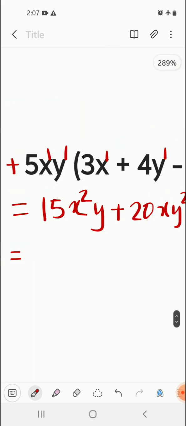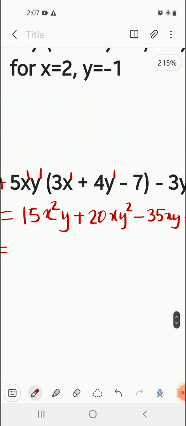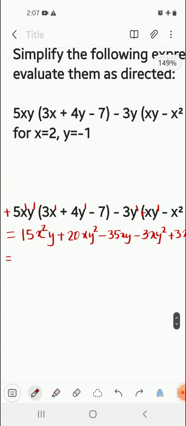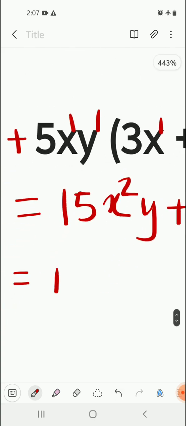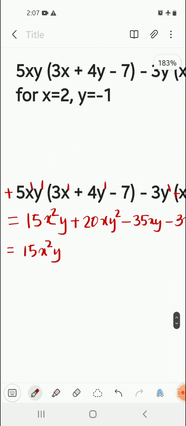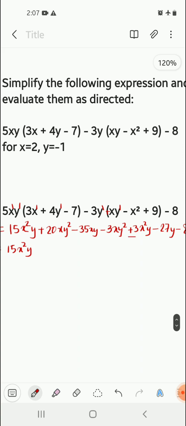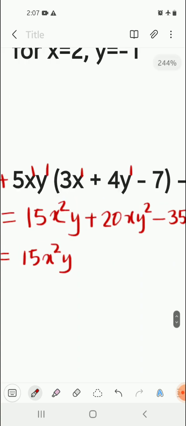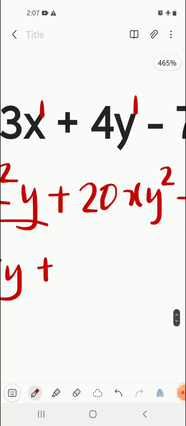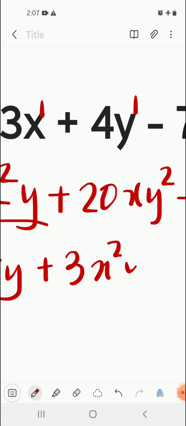Now 15x square y plus 20xy square. So first we are going to copy 15x square y. Over here, search for x square y in this expression. We have got it here, plus 3x square y. So place it just after this. Write down plus 3x square y.